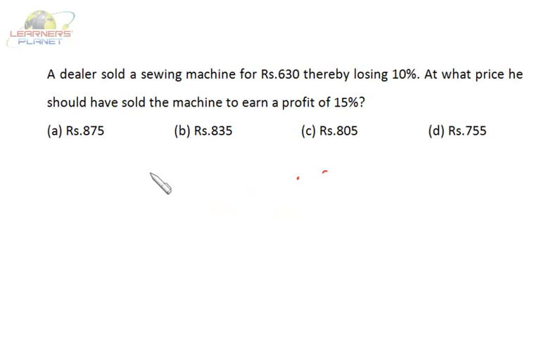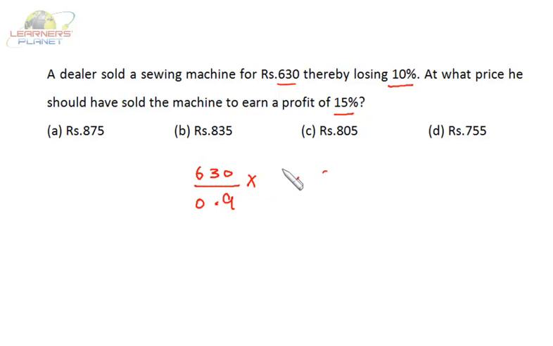Now let's see this problem, quite similar to the previous one. A dealer sold a machine for rupees 630, thereby losing 10%. At what price should he have sold the machine to earn a profit of 15%? Further, the loss is 10%. That means the cost price will be selling price by 0.9. Since SP by CP is 0.9, that means SP by 0.9 will be CP. Okay, so 630 by 0.9 is the cost price.